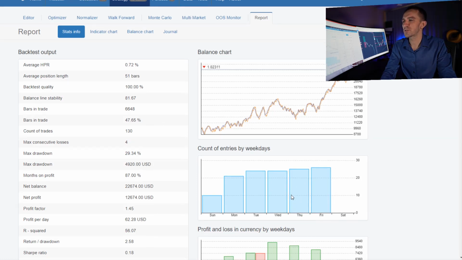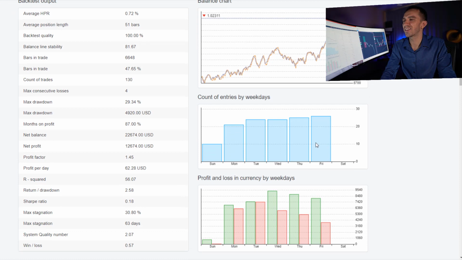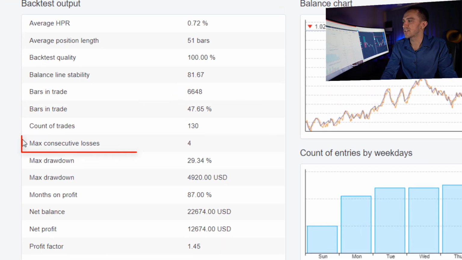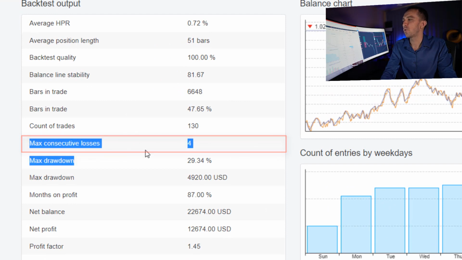It actually performs quite well during the whole week, but especially on Friday we have the most profits compared to the losses. And on the left side you can see a lot from the backtest output. What impresses me the most is that we had maximum 4 consecutive losses, and that is quite a decent result. So just 4 times in a row we had a losing trade.